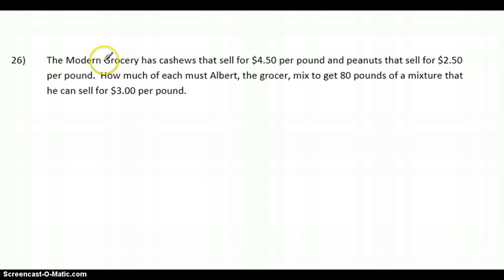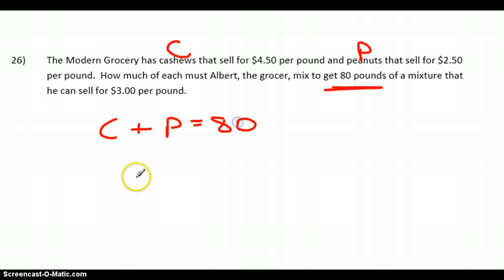Very similar here. I've got cashews, C, peanuts, P. Cashews over 4.50 per pound, peanuts over 2.50 per pound. How much must I mix to get 80 pounds? Well, if I want 80 pounds, the amount of cashews I throw in plus the amount of peanuts I throw in is going to equal 80. Now, those cashews are worth $4.50, so 4.50 or just 4.5. Plus those peanuts are worth $2.50 or 2.5.